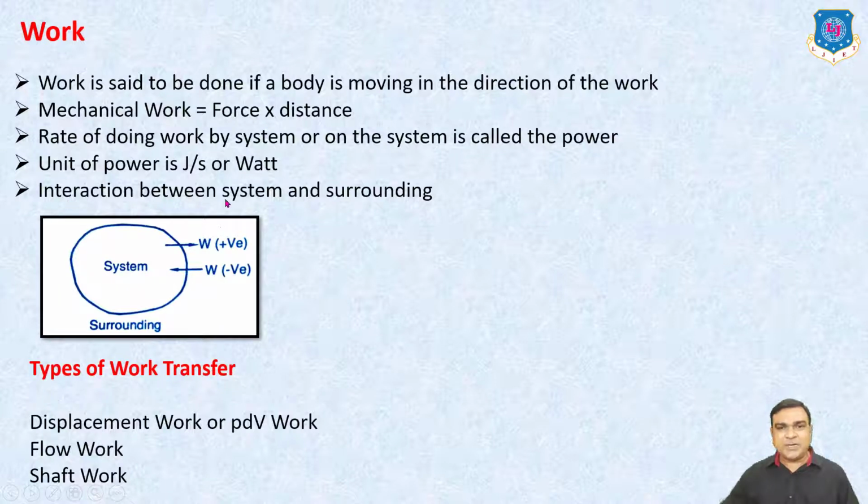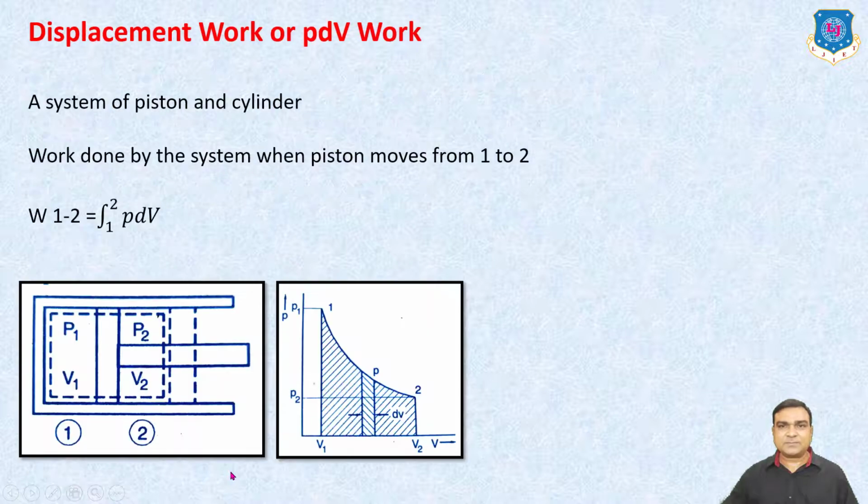Now, interaction between system and surroundings. So this is a system, and if we do work on the system, work is taken as negative. But if the work is done by the system, the value of work is positive. So there are three types of work: displacement work or PdV work, flow work and shaft work.